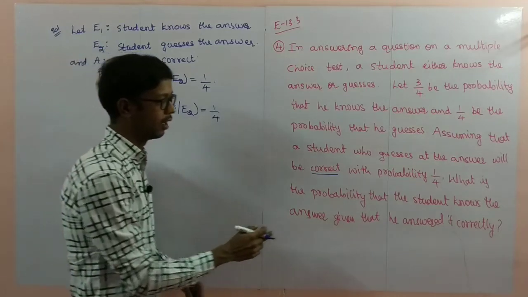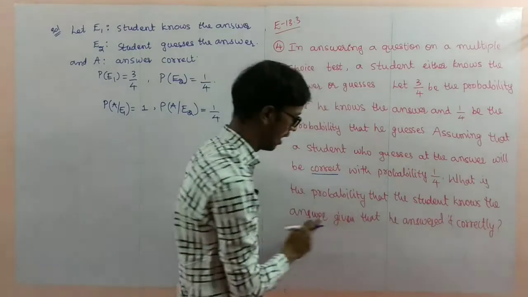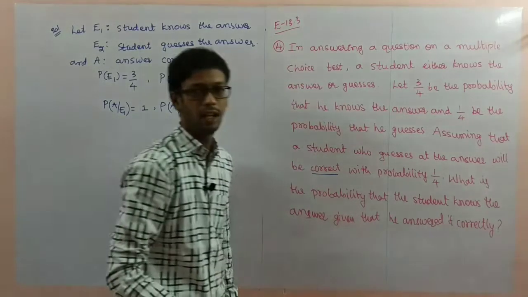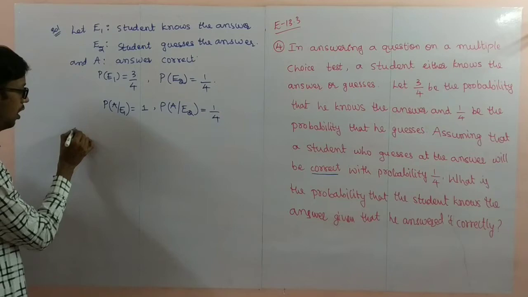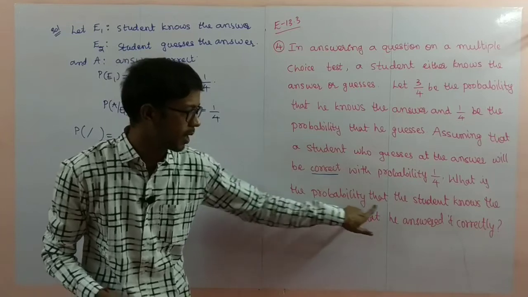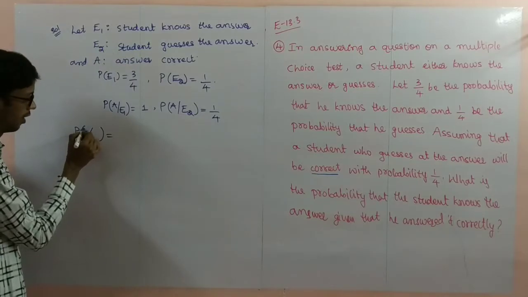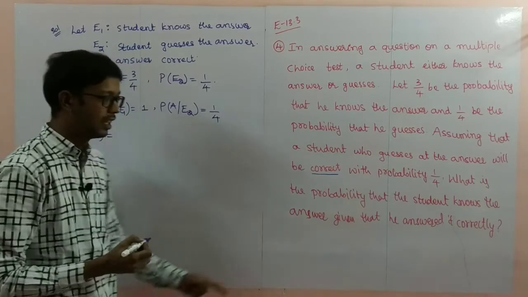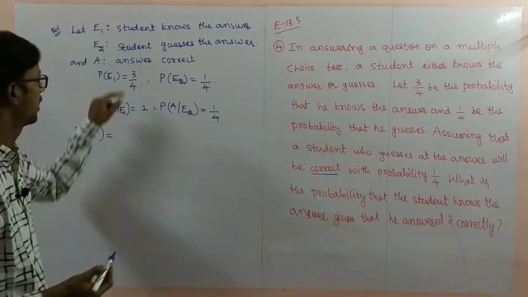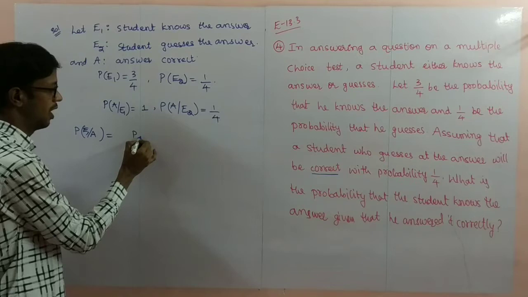Up to here completed. What is the probability that the student knows the answer given that he answered correctly? Here you observe, read the question again. What is the probability that the student knows the answer? Knows the answer means E1, given that he answered correctly. Correct answer is A. So E1 given A.